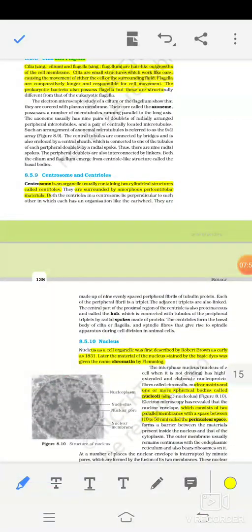Centrosome and centrioles. Centrosome is an organelle usually containing two cylindrical structures called centrioles. They are surrounded by amorphous pericentriolar material.